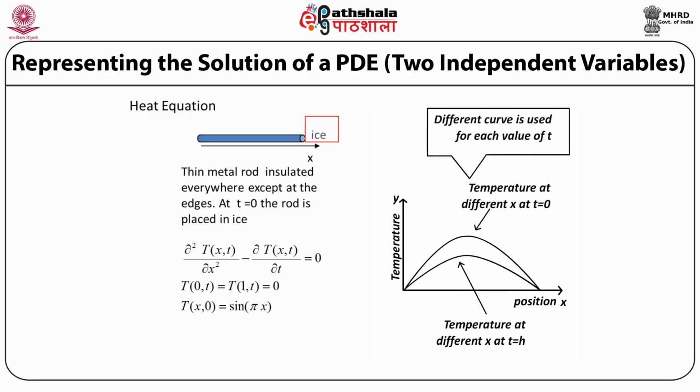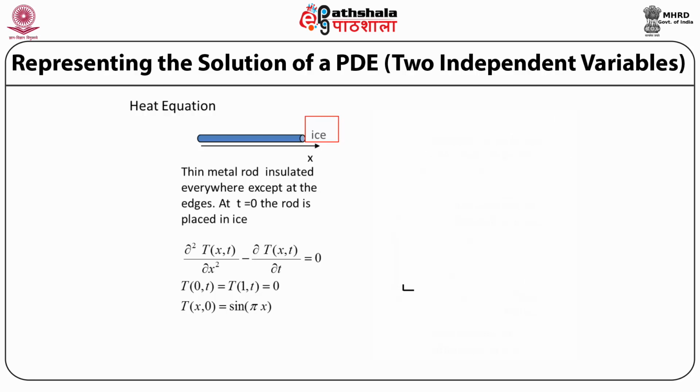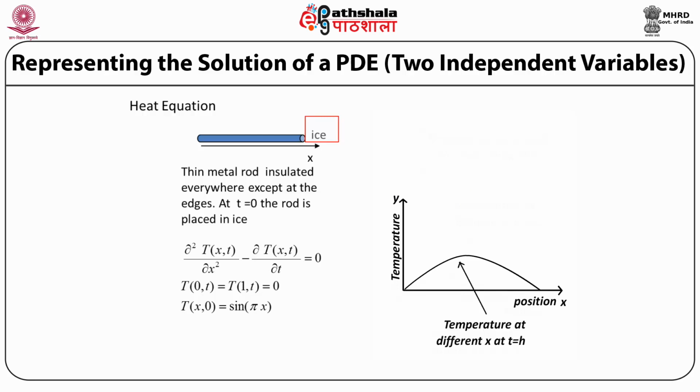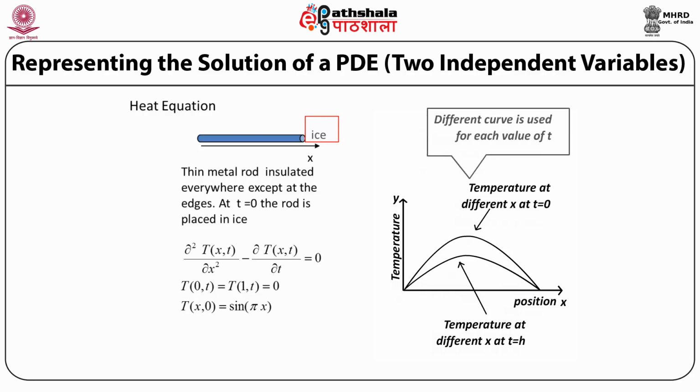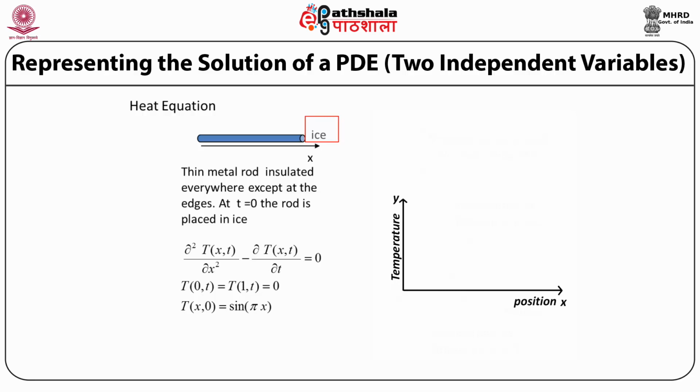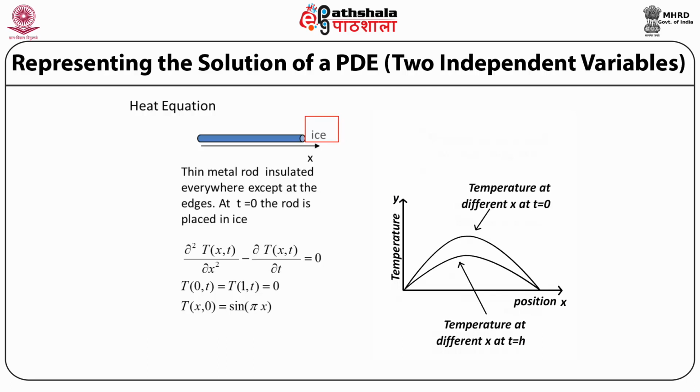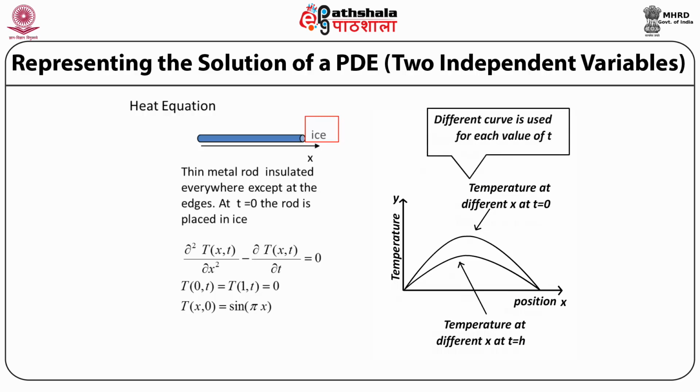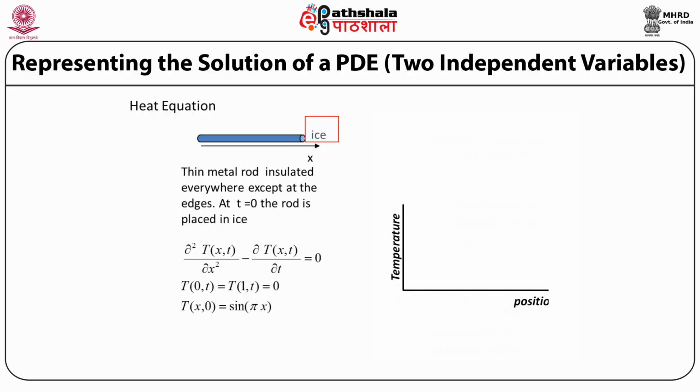The differential equation is ∂²T/∂x² minus ∂T/∂t is equal to 0. Then we know at time t equal to 0 there was a temperature. So T as a function, at x equal to 0 and time t, is going to be T of 0 comma t. So that means at point 1, which is the extreme point, and time t, it is equal to 0. Then T of x comma 0 is equal to sine pi x.